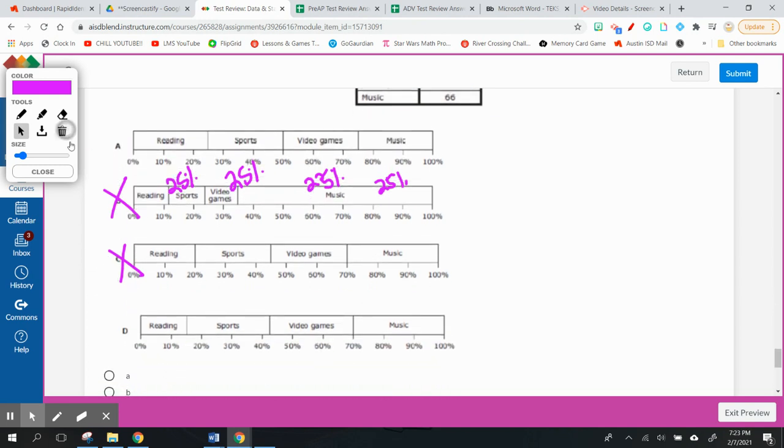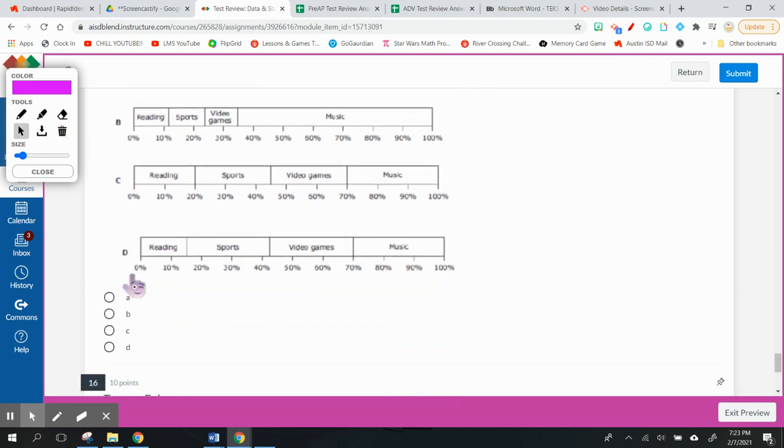And you guys know I'm all about working smarter, not harder. So let's take a peek and see what percentages we have for each of these. So we have 20% for reading.